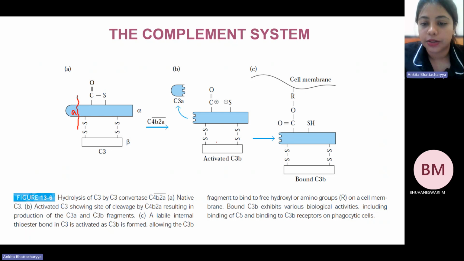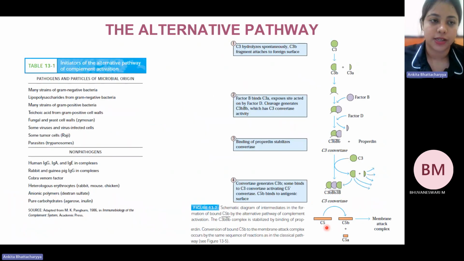And then you see that C3b can also be bound to a cell membrane. The membrane has been shown here, and then it can execute its activity. What happens here is that a labile internal thioester bond gets activated as C3b is formed, which allows it to bind to free hydroxyl or amino groups on the cell membrane. This is able to execute its downstream biological activities, which include C5 binding, so that it can then act as a C5 convertase, and it can also bind to C3b receptors on phagocytic cells. So this is just a detail of the chemical reaction which is actually occurring, and what is activating the sudden catalytic activity in these proteins and allowing them to function as enzymes.